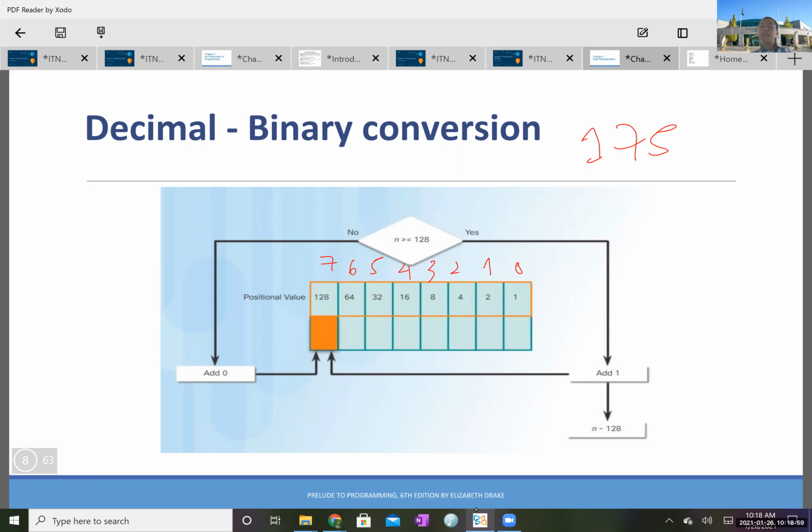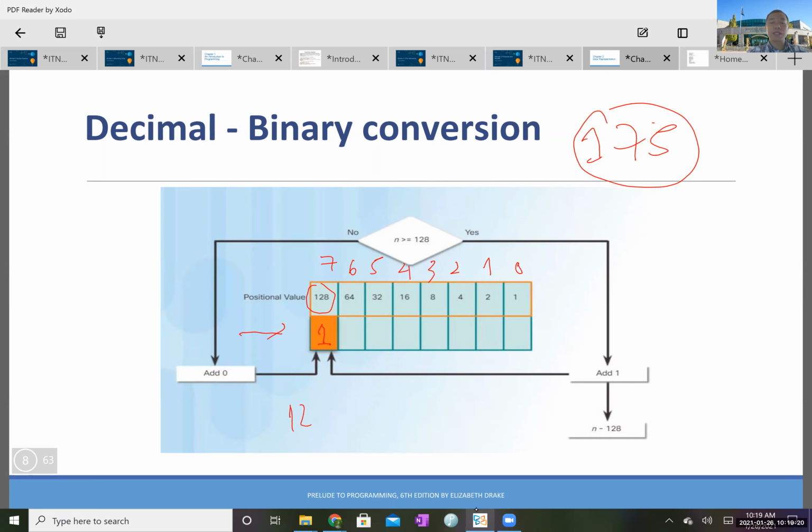So how does it work here? You always start from the left to the right. Right? So now you have 175. You compare it with the 128 here. So whenever this one is greater than this one, you put the number 1 here. Right? So when you already have the number 1 here, actually you already have 128 here, right? So you have to subtract 128. So you have 47 left here.